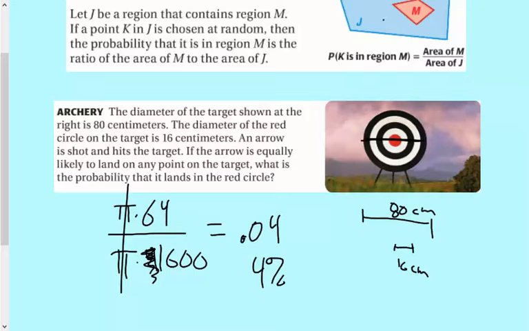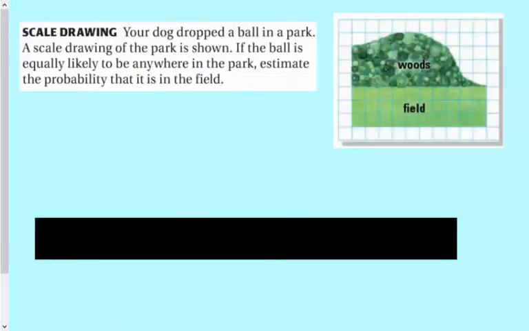Now let's say you're a skilled bow and arrow, I don't even know what you call it, archer. If you're a skilled archer, you might be able to increase that percentage, of course. So this is just assuming that there's an equally likely chance of hitting any spot on the board.